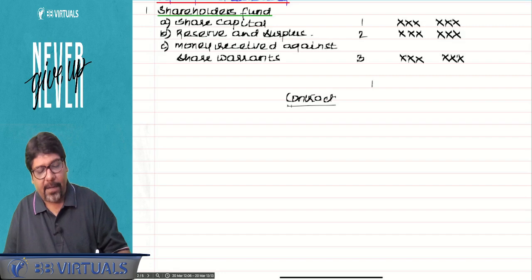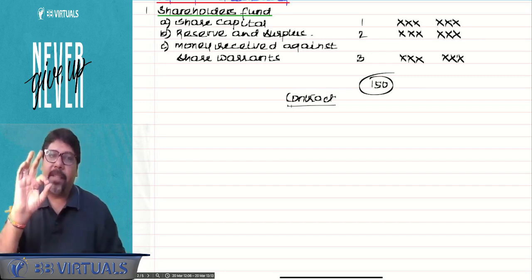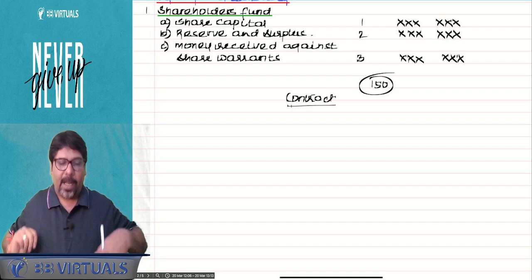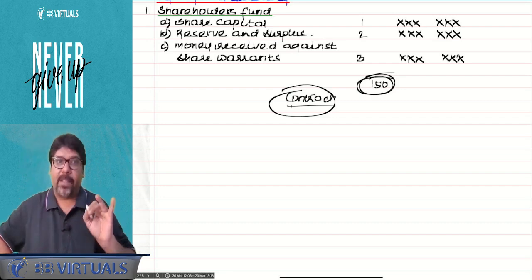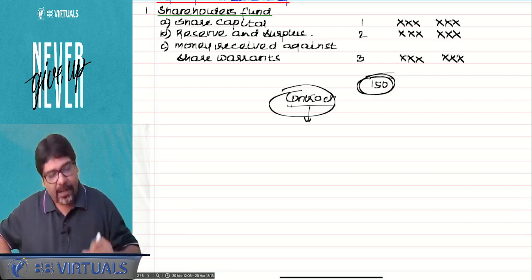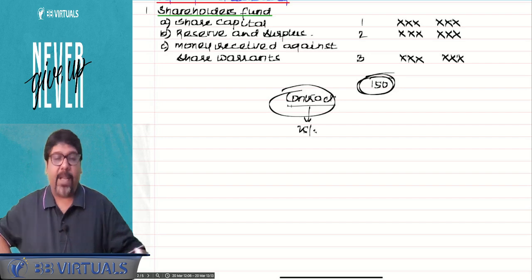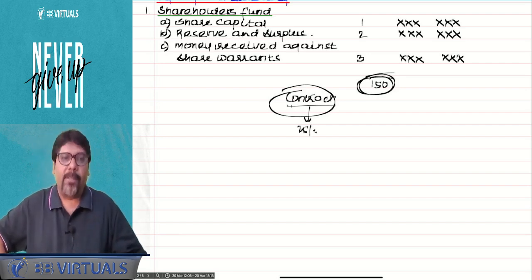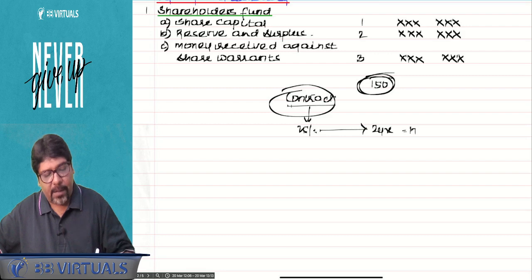Suppose the market price of my company's share is 150 today. Contract: market price of the share is 150. Understood? So I created a contract where I said, you give me 25 rupees today. You give me 25 rupees today. After 2 years, I will give you equity shares at 125.